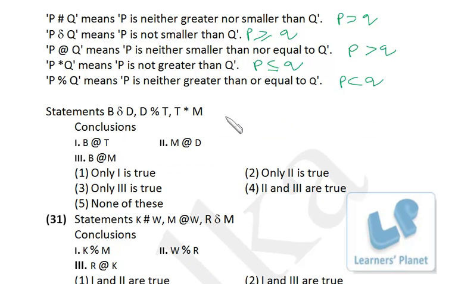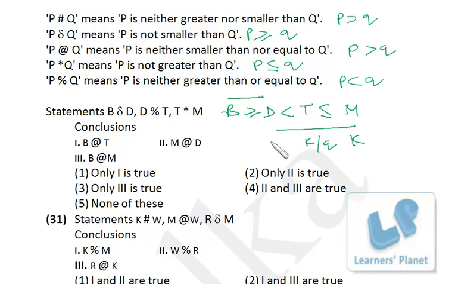B delta D, that means B is greater than equal to D over here. D percentage T, that means D is less than T. T star M, that means T is less than equal to M. So we are having one sequence this and one sequence this. Here it may be king, or queen, it is rook, and here a different sequence. So no need to assign any character.